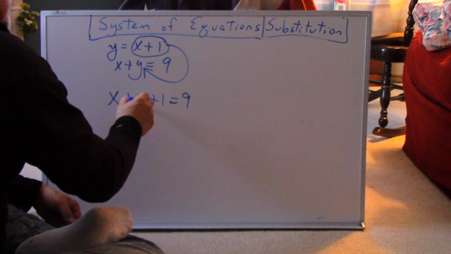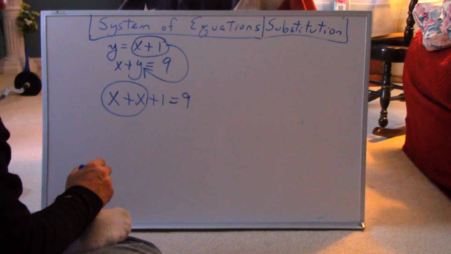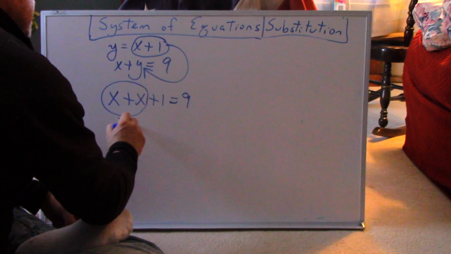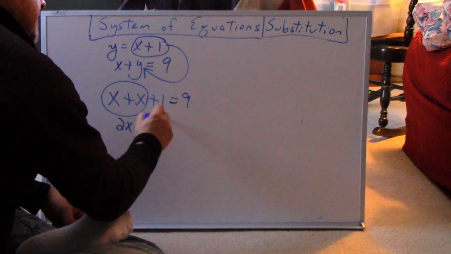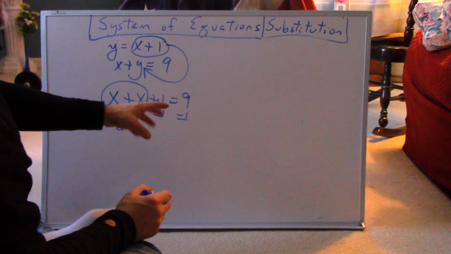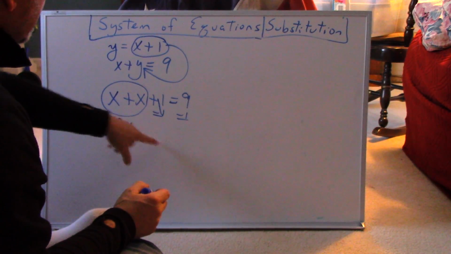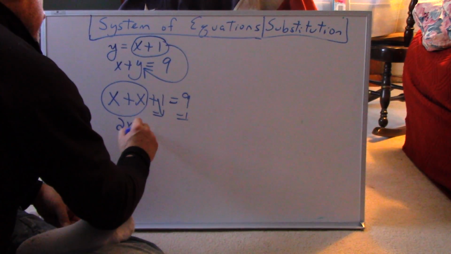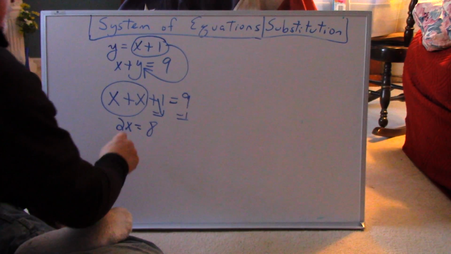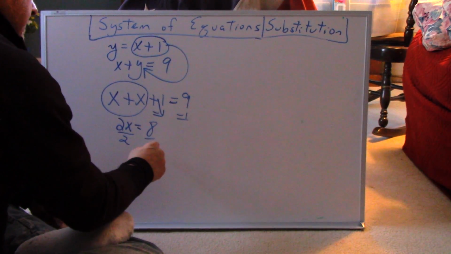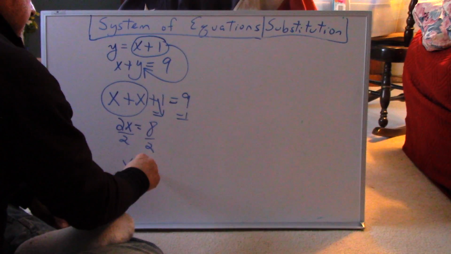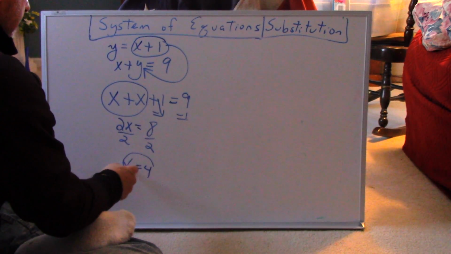Combine like terms. The x's are on the same side of the equal sign, so that becomes 2x plus 1 equals 9. Then the 1 and the 9 are on opposite sides, so you have to change the sign. You know by now. And then it's 8. Divide by 2, divide by 2. x is 4.